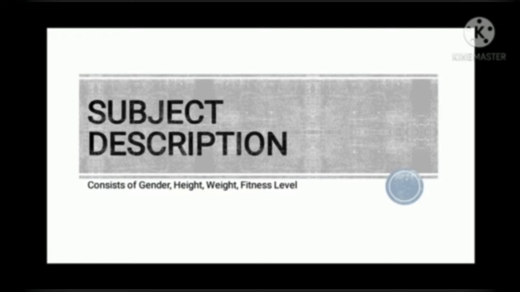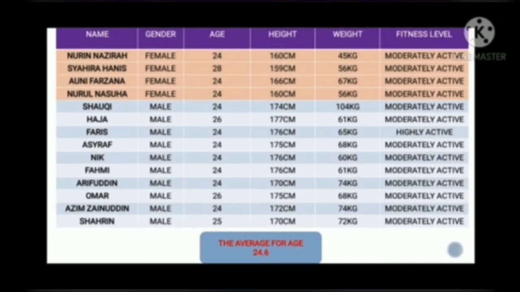Assalamualaikum warahmatullahi wabarakatuh. My name is Muhammad Shakib bin Azmi. I will be presenting the subject description, which consists of gender, age, height, weight, and also the fitness level. As you can see in this table is our subject description.